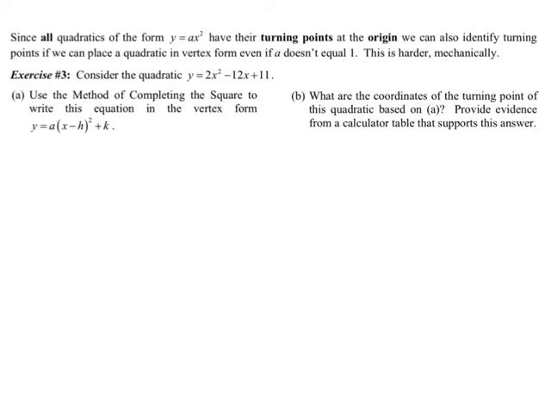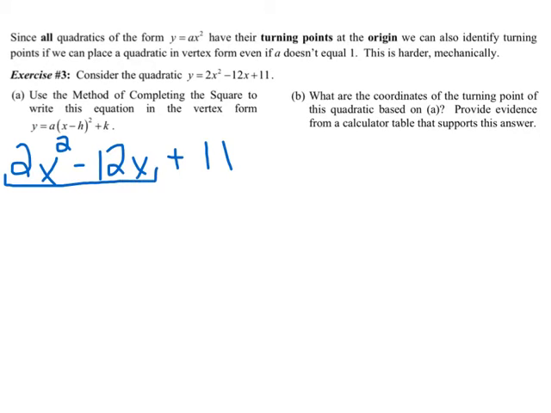So the very first thing that I would like to do is rewrite the problem. 2x squared minus 12x plus 11. The first thing I need to do is pull a GCF out of the first two. So out of here and here, what is my GCF? I hope you told me that my GCF is 2. So I'm going to pull that 2 out front.